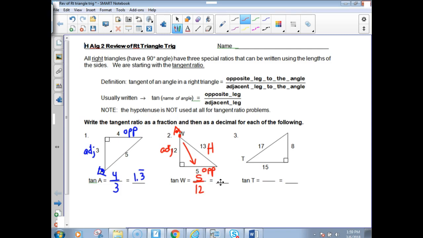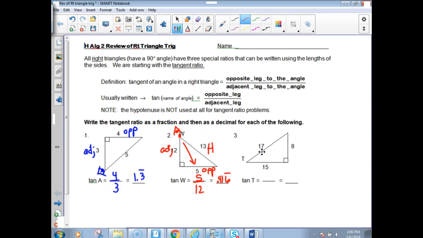And if you divide that out on your calculator, 5 divided by 12 is point something. Is it a repeating decimal? Then you put 0.416 with a bar over it.